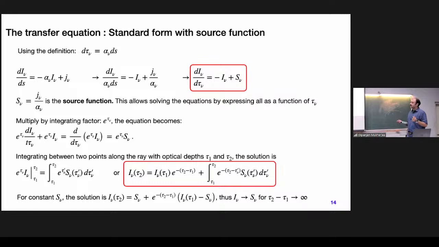Okay, good. So now we have this equation. We have to solve it. To solve it, we multiply by an integrating factor. You multiply everywhere, and you can write the left hand side term as the total derivative with respect to the optical depth. And this is trivial. I'll show you how this comes. You integrate over two points. So suppose this is your path length s, starting from s1 and s2. For the optical depth, s1 is tau1 and s2 is tau2.